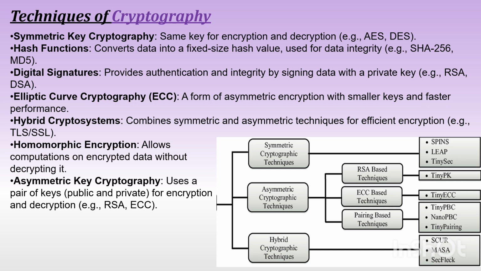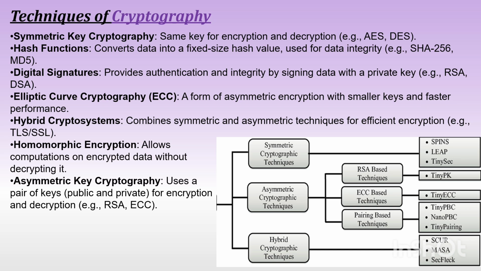Next is hybrid crypto systems. Protocols like TLS and SSL are hybrid crypto systems. It is a combination of symmetric and asymmetric techniques for efficient encryption. Next is homomorphic encryption. It allows computations on encrypted data without decrypting it. The last is asymmetric key cryptography. It uses a pair of keys, public and private. The public one is used for encryption and the private is used for decryption. The examples are ECC and RSA.